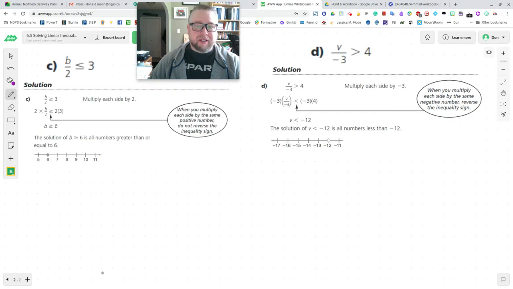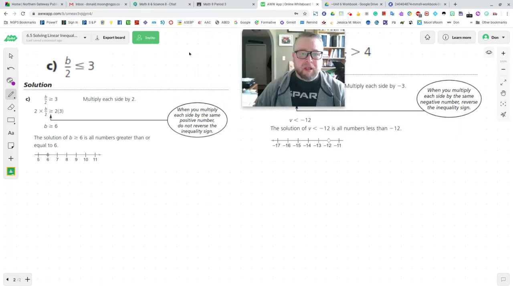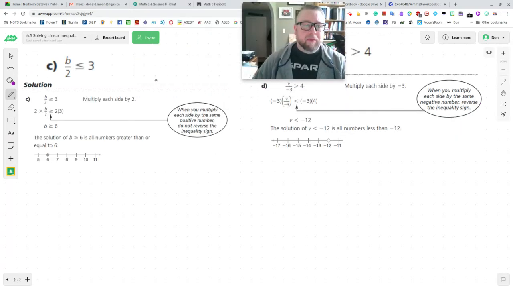Just let me flip to my next slide right here. Move myself out of the way. Of course, now we have to deal with division, right? So I have b divided by 2 is less than or equal to 3.